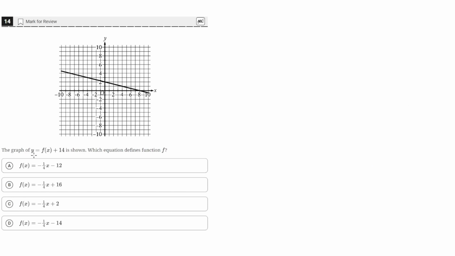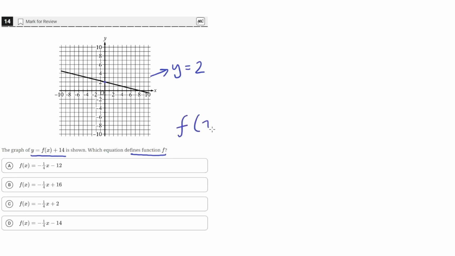The graph of y equals f of x plus 14 is shown. Which equation defines function f? Okay, so this graph here shows us a line that has a y-intercept at a y value of 2. So y equals 2 at the y-intercept for this graph. And the question asks us to find the equation of function f.